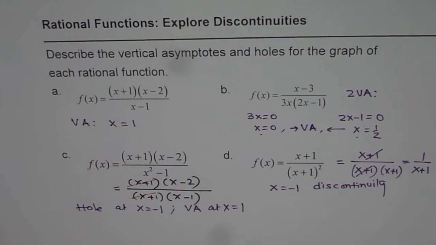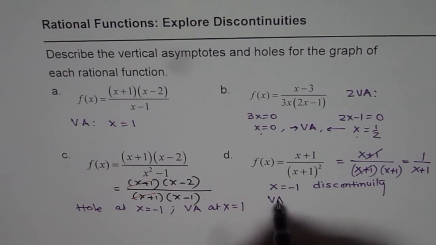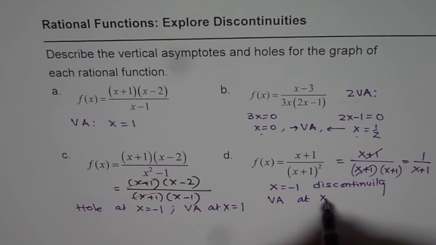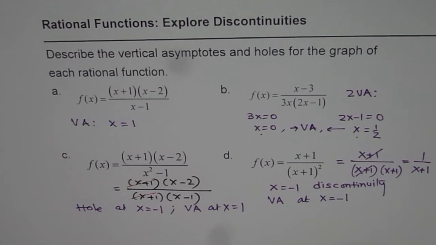This is very important. Even if you have a common factor, in this case we have a vertical asymptote as the discontinuity, right? Since x plus 1 still remains a factor in the denominator. So in this case we have a vertical asymptote at x equals minus 1. Do you get the idea?